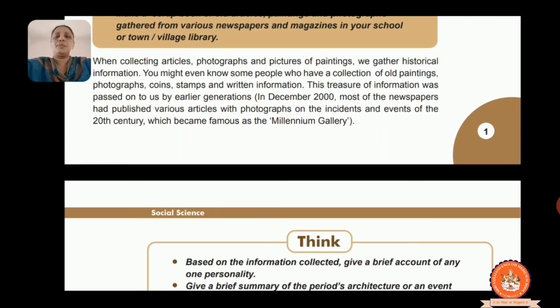Most of the newspapers published various articles with photographs of the incidents and events of the 20th century, which became famous as the Millennium Gallery situated in the libraries. I told you four libraries are famous in our Gujarat. I've already given the names of the libraries. They are situated there, and if you take the old newspapers, you can gather various information.